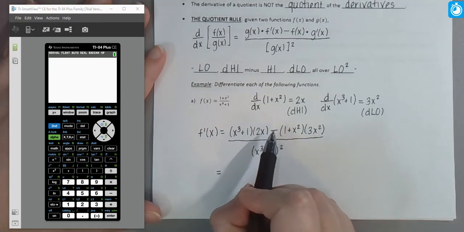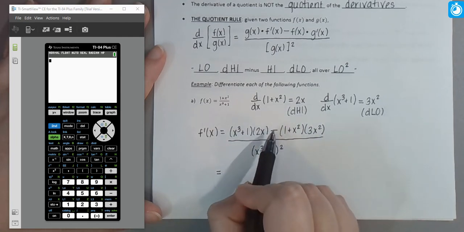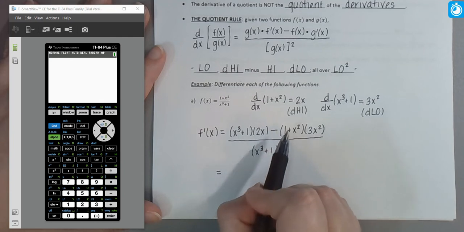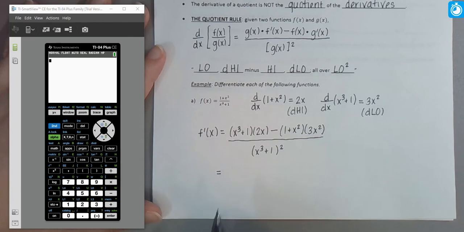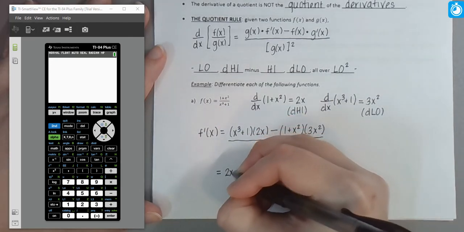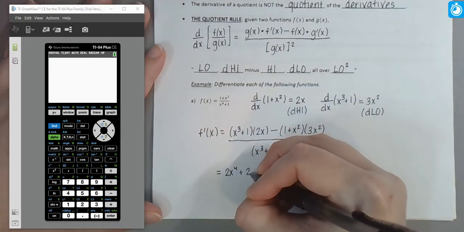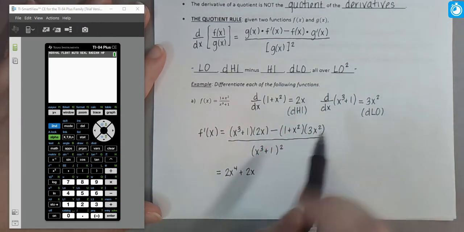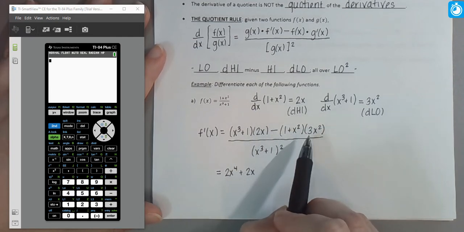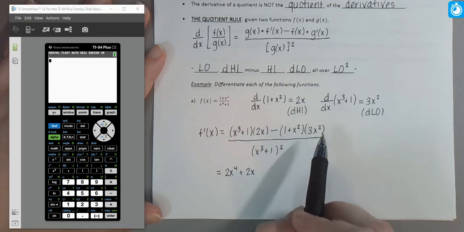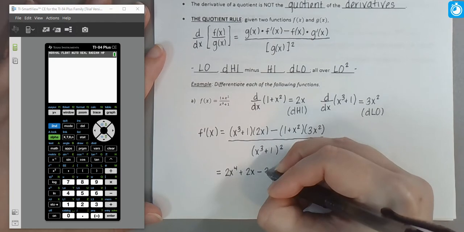Be careful though when you distribute, because keep in mind the second term in which you're distributing is subtracted, so you'll have to make sure that negative sign is distributed as well. So for the first pair, we have x cubed times 2x, so that's going to be 2x to the 4th power. 1 times 2x is going to be positive 2x. Okay, now over here, again, be careful. We're going to distribute the negative as well as the 3x squared. So 1 times 3x squared times negative 1. That's going to be negative 3x squared.